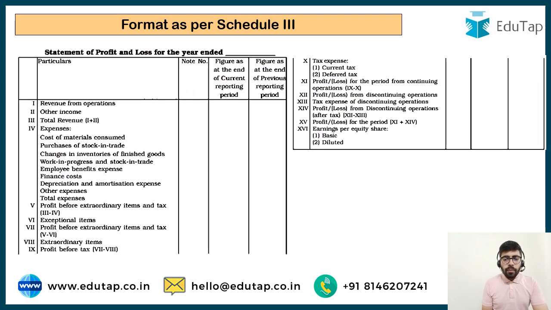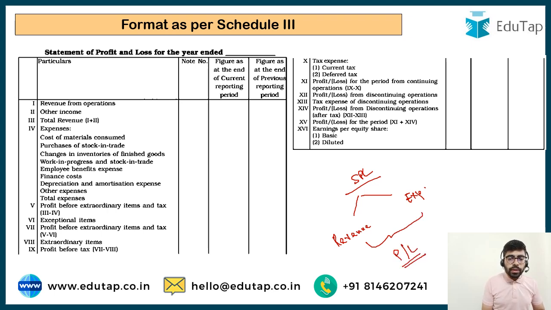So friends, here is a format of statement of profit and loss as per Schedule 3 of the Companies Act 2013. So you can see it mentions statement of profit and loss for the year ended. So we already know that this profit and loss statement is prepared for a particular financial year and balance sheet is prepared as on a particular date. So what it is going to show, we already know that the statement of profit and loss is going to show two main things. One is the revenue of the company and the other one is the expenses of the company, and the difference between the two is going to be the profit or loss. So here also this has been depicted.